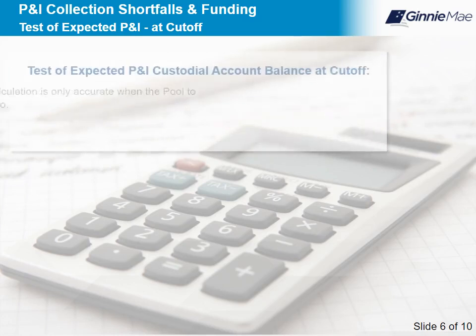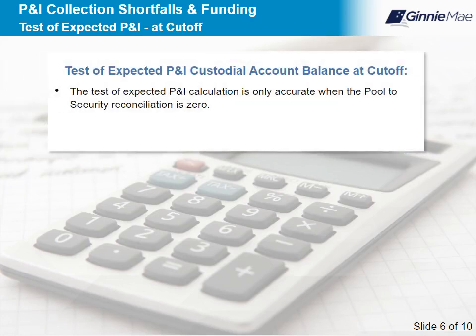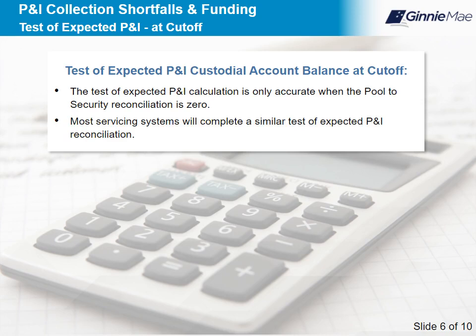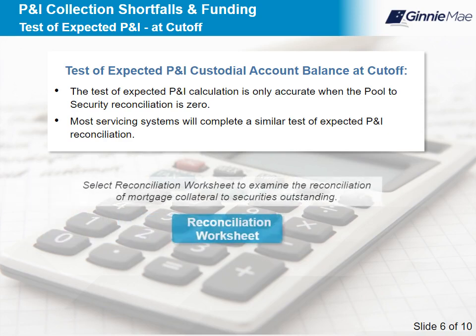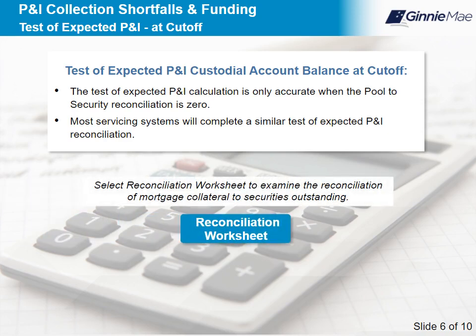Note that the test of expected P&I calculation is only accurate when the pool-to-security reconciliation is 0. Most servicing systems will complete a similar test of expected P&I reconciliation like the one displayed when you select Reconciliation Worksheet to examine the reconciliation of mortgage collateral to securities outstanding. Select Next when you are ready.